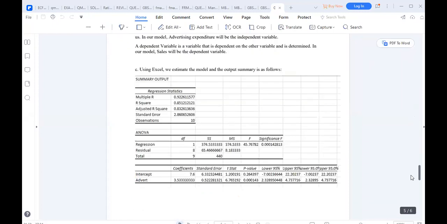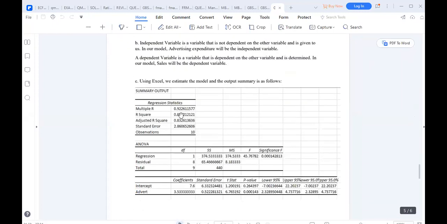You'll be asked to interpret. Let me look at this summary output from SPSS. I want you to learn this from different perspectives. What you're seeing here shows you the coefficients. Number 1, the coefficient of the intercept. Intercept means the constant. Number 2, it shows you the coefficient of any variable that you have.